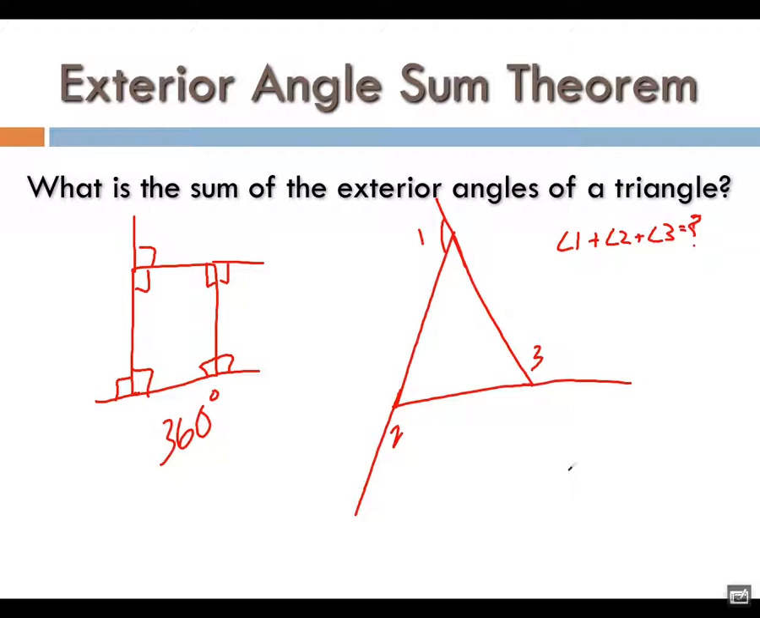Here, just to make things simpler, let's go alpha, beta, and gamma. What do we know about alpha, beta, and gamma? Beta plus gamma equals angle 2. And beta plus alpha equals angle 3. And alpha plus gamma equals angle 1. Beautiful.